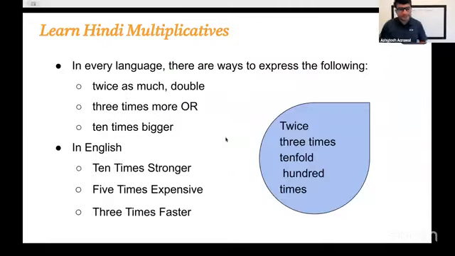So today's topic, I think I gave a brief summary in the post, but like any language, there are ways to express twice as much, or double, or 3 times more, or triple, or 10 times more, right? You can think of examples like 10 times stronger, okay, or my rent is 2 times more than before, okay, or this car runs 3 times faster than this car, okay. Similarly, there are ways to express multiplicatives in any language.